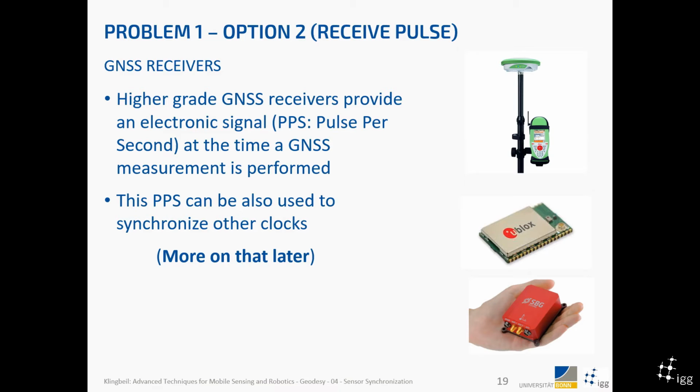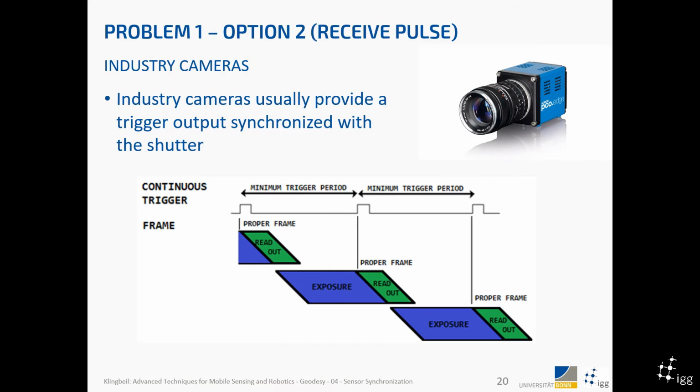Right. So option 2, receive a pulse, is also the GNSS receiver as an example. Another example for receive a pulse are industry cameras. Usually industry cameras provide a trigger output which is synchronized with a shutter, right? Just to give you an example here of this plot, there is an exposure time, and when the exposure is finished, it gives you a pulse, right? And then there's a very, very good synchronization between the actual exposure and this signal here, and a device which receives this signal knows exactly when the measurement has happened.